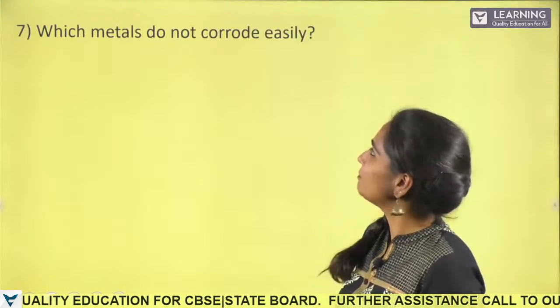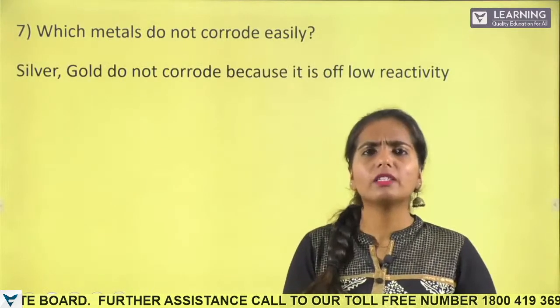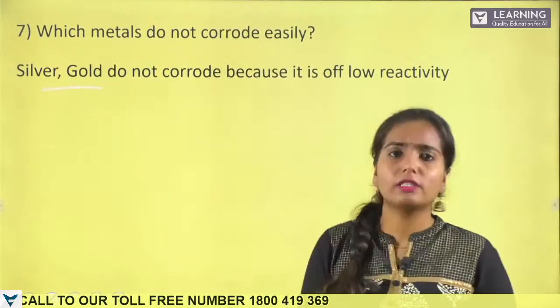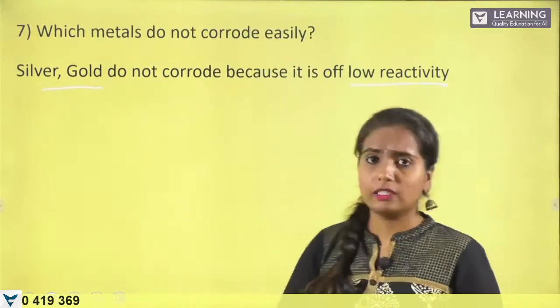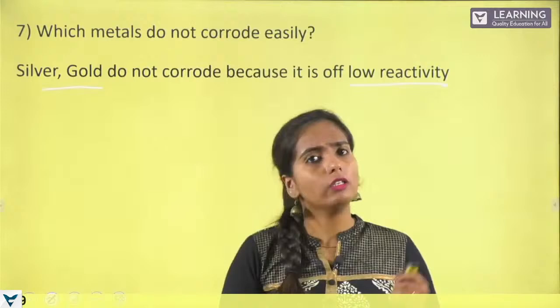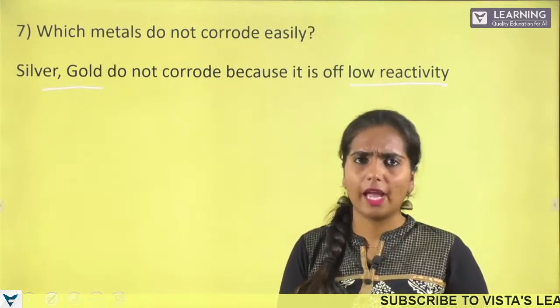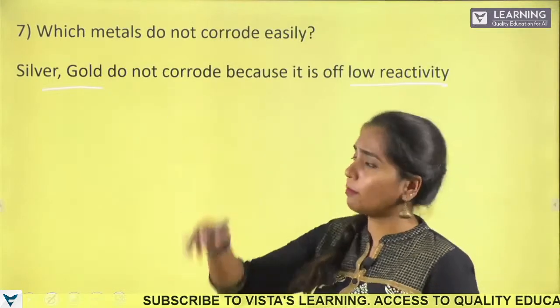Which metals do not corrode easily? That is silver and gold. Silver and gold will not corrode easily because, when you see in our reactivity series, they are low reactive. It is very, very low reactive in our reactivity series. So which metals do not corrode easily? You can give an example of silver and gold.